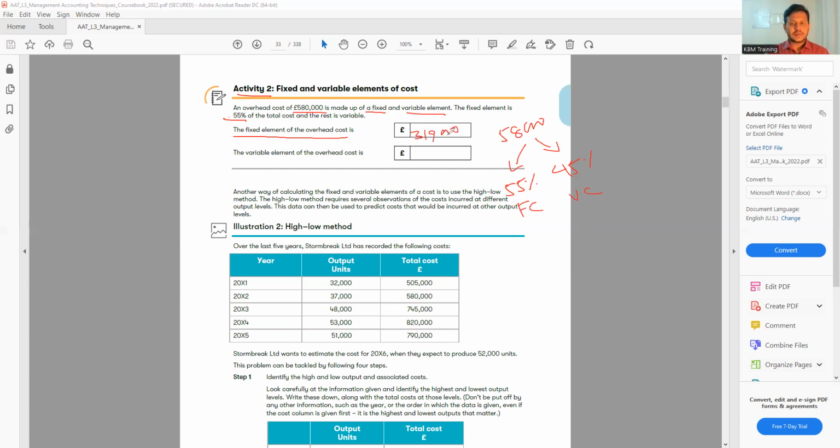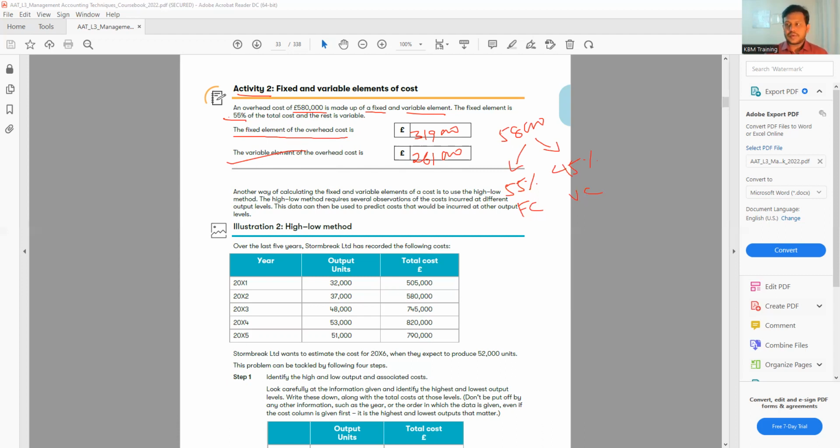319,000. So this is our cost for the fixed. The variable element of the overhead. How much is the variable cost we have? 45% of 580,000. That is 261. Very well done. All right, this is not very difficult.